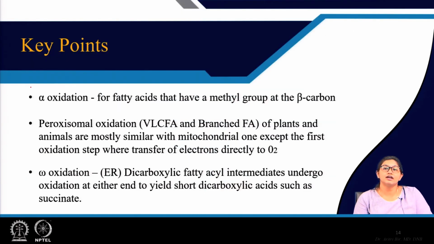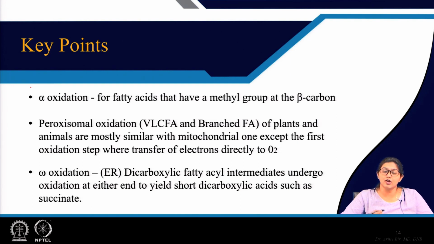So, these are the key points of today's class that we have discussed. Alpha oxidation is specific for the branched chain fatty acid where there is a methyl group in the beta carbon. In our diet, the fatty acid which we get is phytanic acid, which is a branched chain methylated fatty acid for which there is alpha oxidation, and also the alpha oxidation defect, Refsum's disease or infantile Refsum disease, we have discussed.